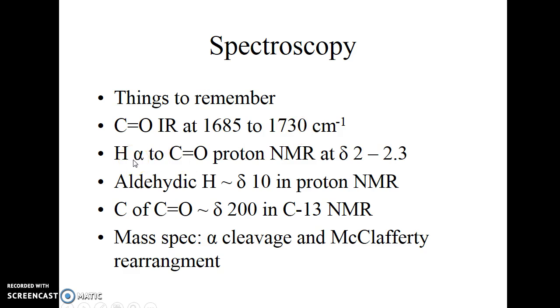A hydrogen alpha to a carbonyl is going to be about 2 to 2.3. The hydrogen that is on the carbonyl of an aldehyde is about 10 in proton NMR. If you look at the carbon in a carbonyl in C13 NMR, that's going to be around 200 parts per million. And don't forget that aldehydes and ketones do alpha cleavage and McLafferty rearrangements.